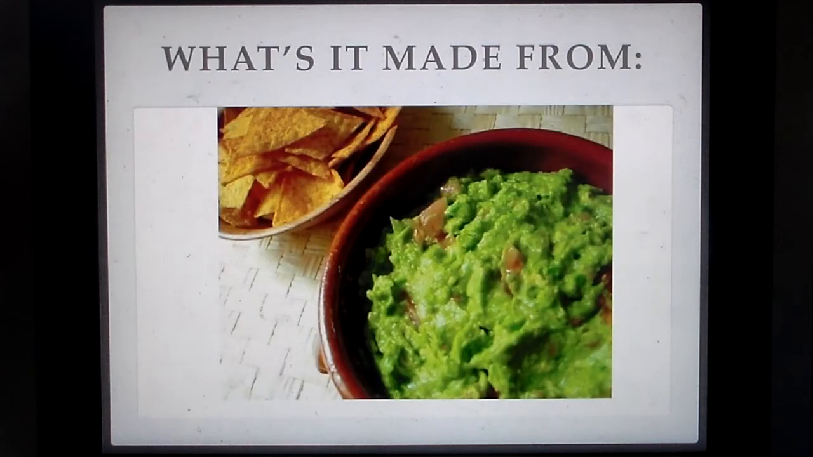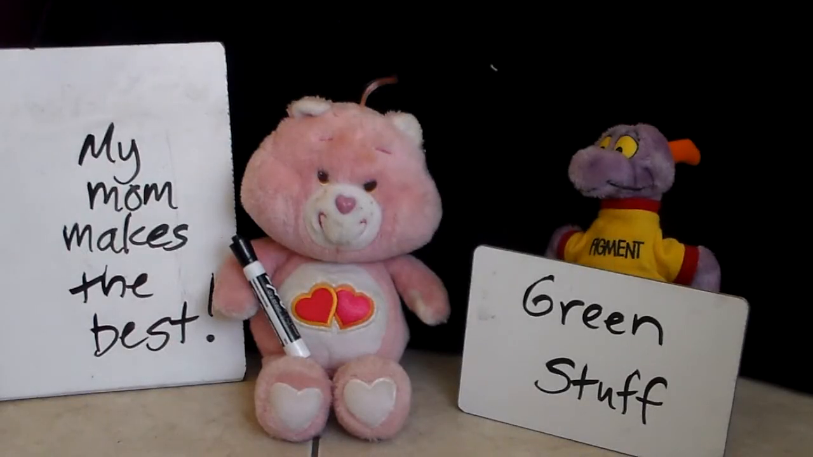All right, our next one, we've got some guacamole. Don't focus on the chips, focus on the guacamole. So what is guacamole made from? Okay, oh, guys, I think you're missing the point of what we're doing. I'm glad to hear, Levelot, that your mom makes the best, and Figment, it's not green stuff, it comes from an actual plant. Let's see if anybody else got the right answer.